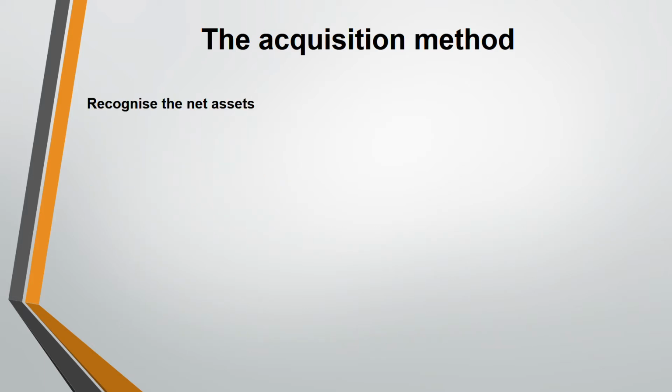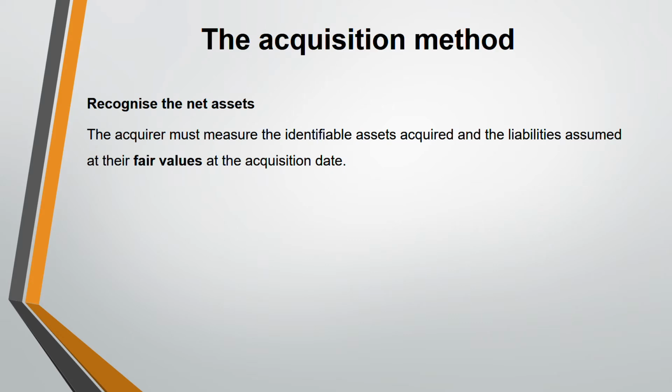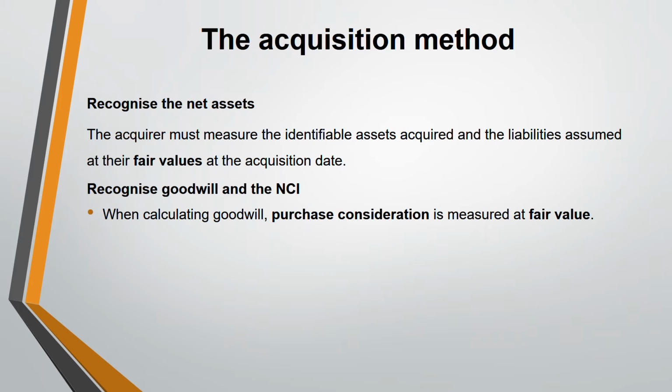Next, third, recognize the net asset. You have to recognize the net asset at fair value. Okay, net asset means all the liabilities and all the assets of the subsidiary at fair value at the date when you have acquired, at the acquisition date. The acquirer must measure it. Fourth, recognize goodwill and NCI. Okay, so when you are calculating goodwill, you need 3 things. One is the purchase consideration, the amount at which you have purchased the business combination. That also should be measured at fair value.